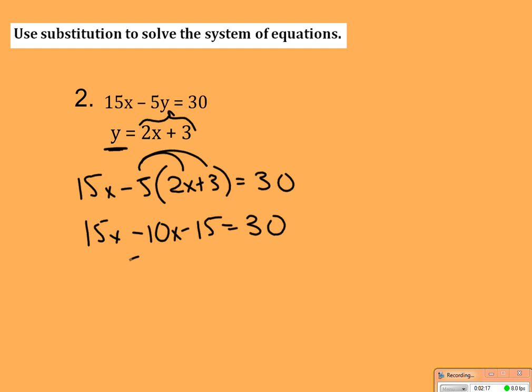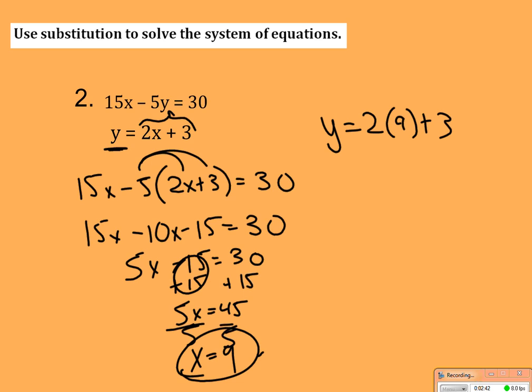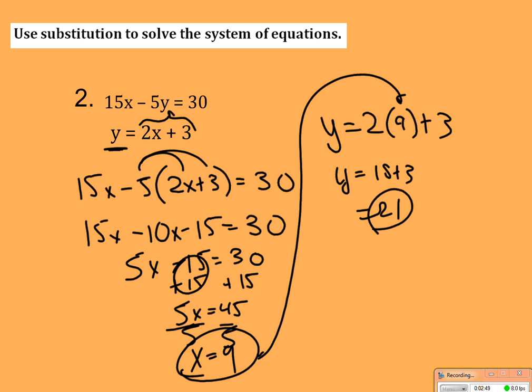Be careful with the signs. Make sure you keep those straight. So 5x minus 15 equals 30. Bring this over. x is going to equal 9. Now I'm not done. I've got to figure out what y is. So I like to put it back in the easy one. So 2 times 9 plus 3. So y will equal 18 plus 3. y will equal 21.